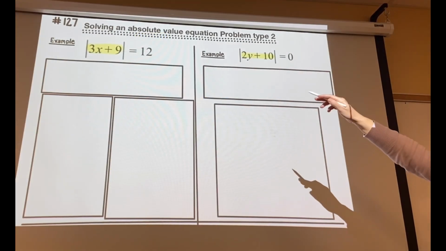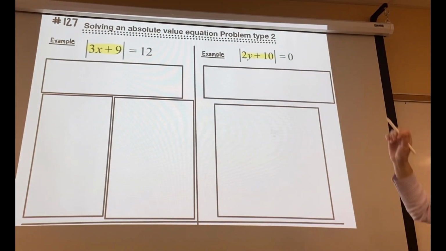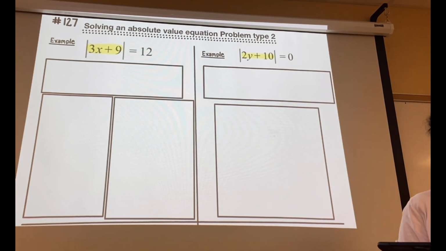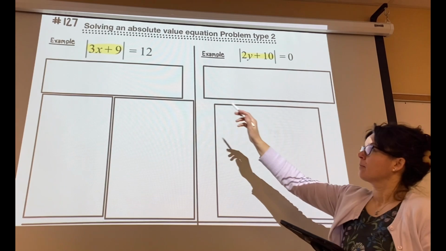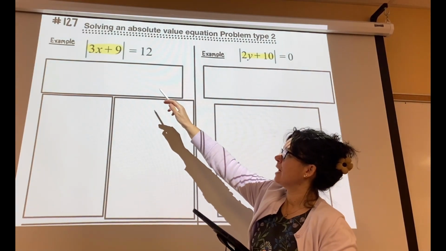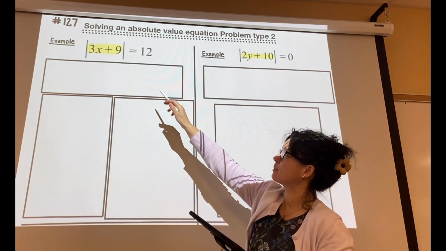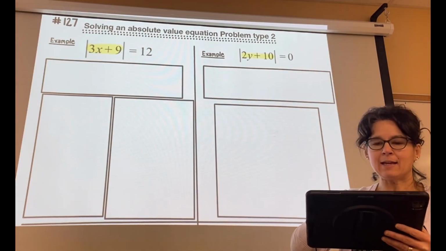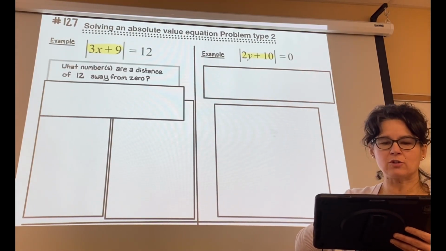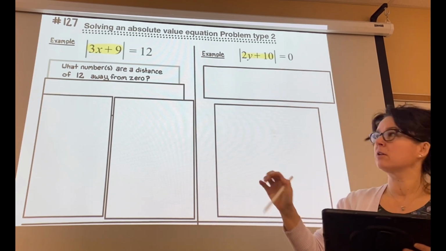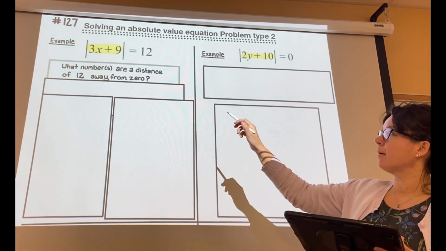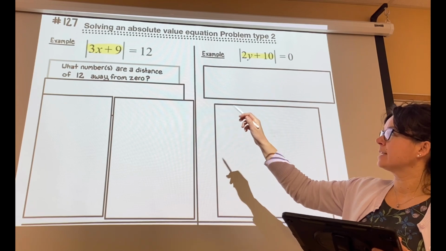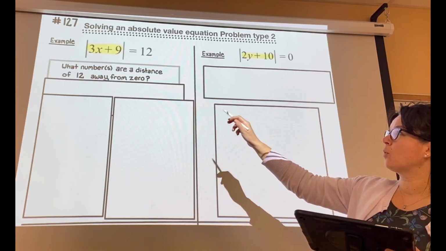So building on that, we have solving an absolute value equation, problem type 2. You will notice in this one the absolute value is already by itself. But here I have what's in yellow, 3x plus 9. The absolute value of that is 12. If you think about the meaning, if I just use the word yellow to be simple, what number or numbers are a distance of 12 away from 0?